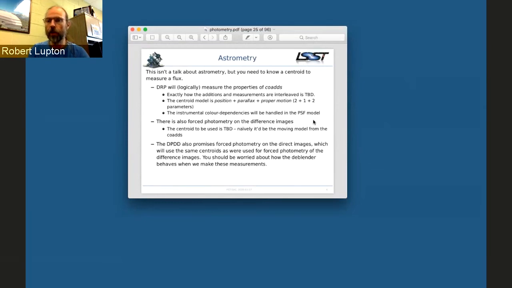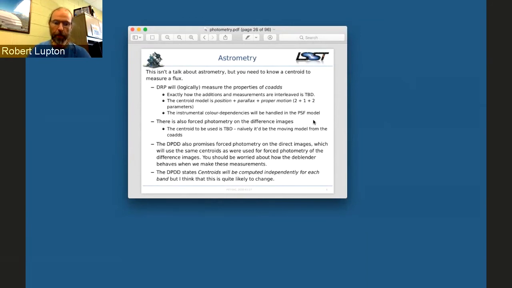I know there's concern in the community. People like Monet are very worried about losing information if you don't go back to individual images. So I think it's a trade-off we'll have to study in conjunction with you lot to come up with the optimal scientific way of dealing with this. But at the moment, anyway, we're doing forced photometry on the direct image.